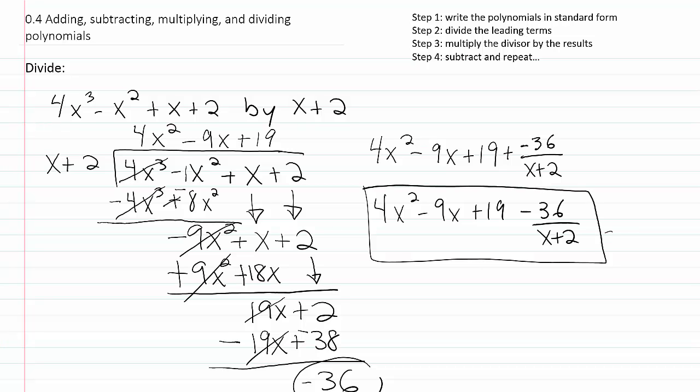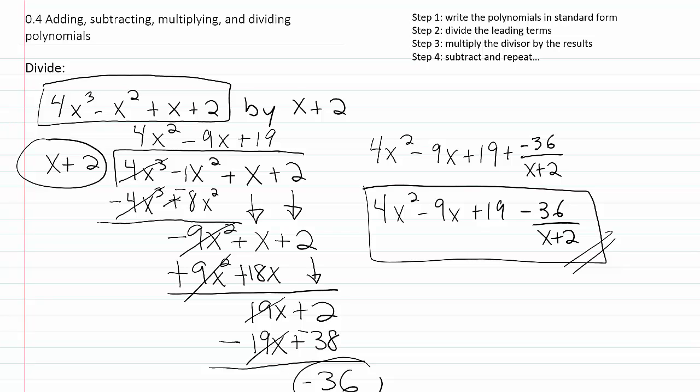So if we multiply this quotient by the divisor, we could recreate the original dividend. However, it's a little bit time consuming to do that, so I'm going to leave that for you to check on your own. But if you actually take the x plus 2 and distribute it into this quotient, you're going to end up with the original dividend for the problem. And that's how you can check that you did the problem correctly.